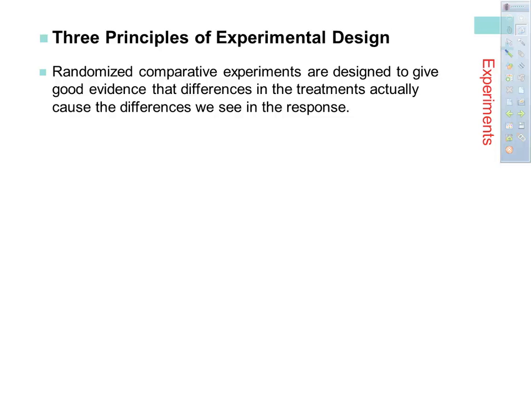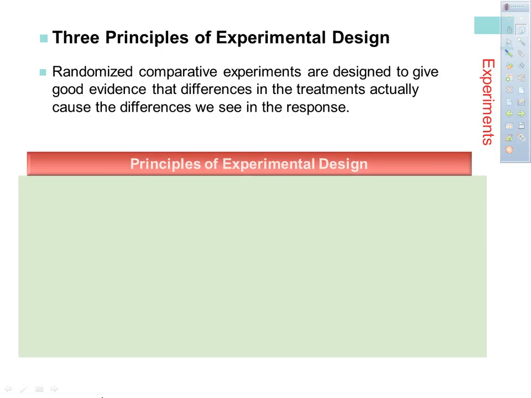A randomized comparative experiment is designed to give good evidence that differences in the treatments actually cause the differences we see in the response. We don't want something else causing a difference in the response besides the treatment. That's where a lurking variable becomes confounded, and we don't want that, right? So there are 3 principles that you'll need to think about, that sometimes you'll need to talk about and need to be aware of when you start to design your experiment.